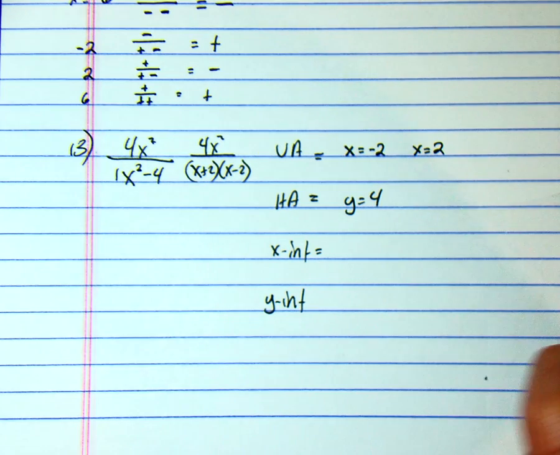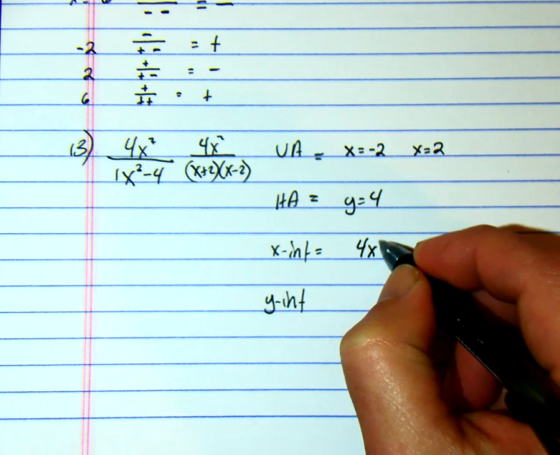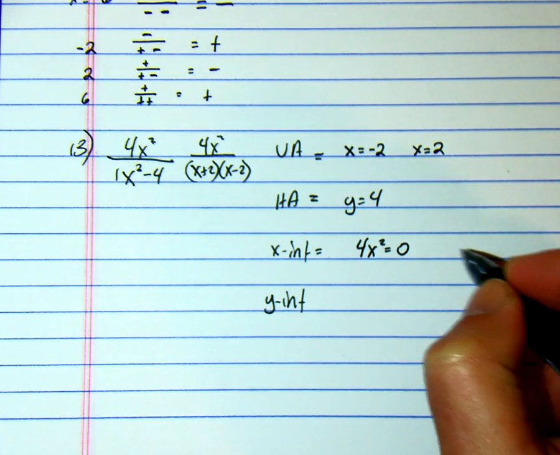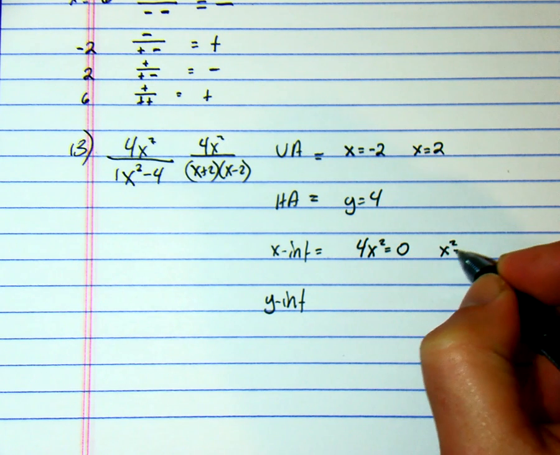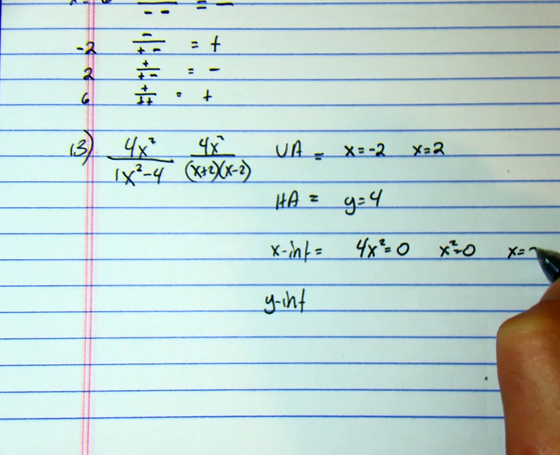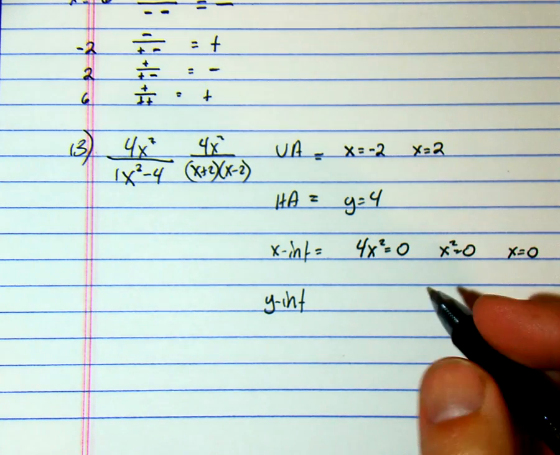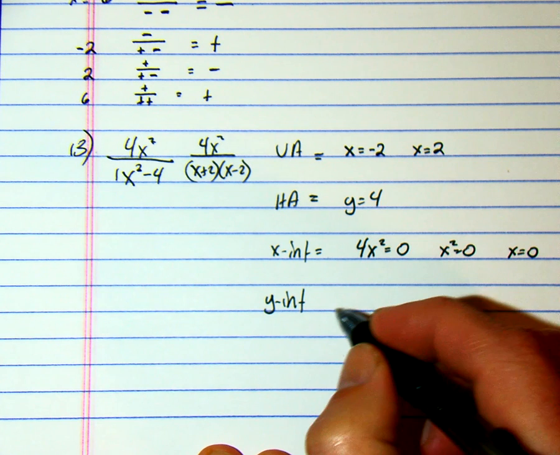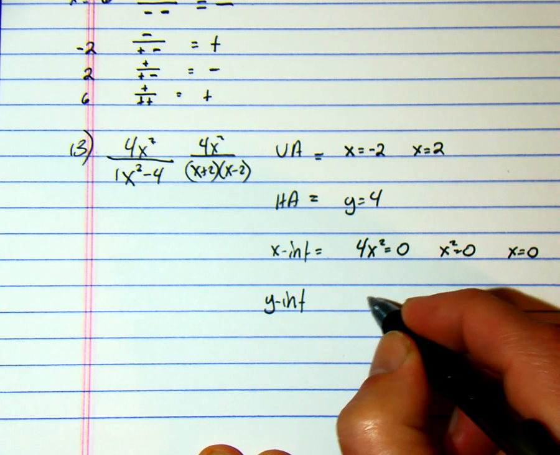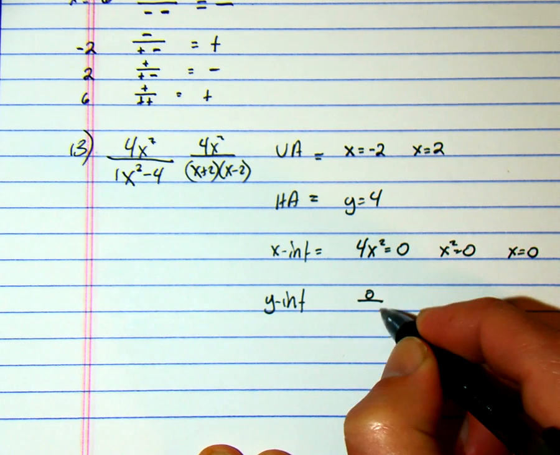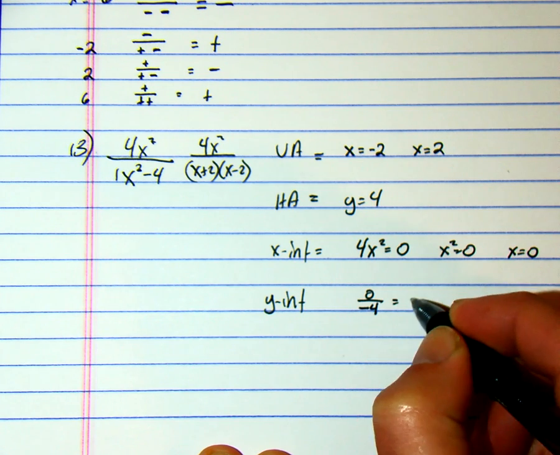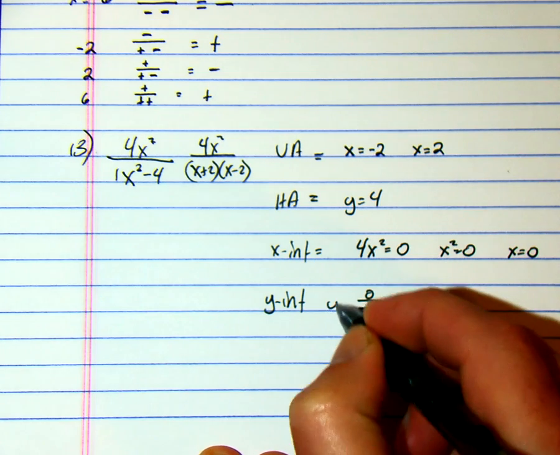Okay? My x-intercept is when my numerator equals 0. 4x squared is equal to 0, so x squared is equal to 0, so x is equal to 0. I know that my x-intercept is 0. My y-intercept has to be 0 as well, but here we go, it's my ratio of constants. My constant in my numerator is 0, my constant in my denominator is negative 4, and so that ends up being 0. Okay?